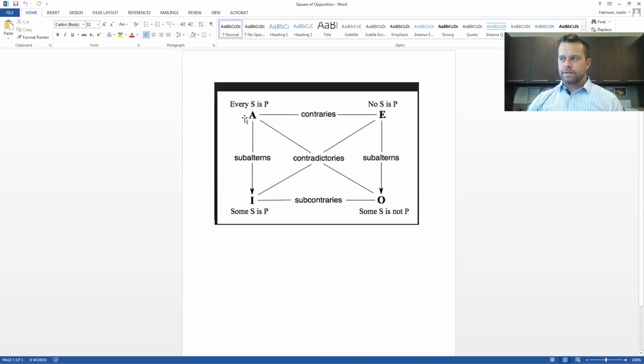If an A-form statement is given as false, we don't know what the truth value of the corresponding E-form statement is. It's undetermined. So remember, the contrary relation is such that if A is true or E is true, then the opposite must be false. So if A is given as true, then E would be false. If E is given as true, A is false. But if one is given as false initially, we don't know the truth value of the other. It's undetermined.